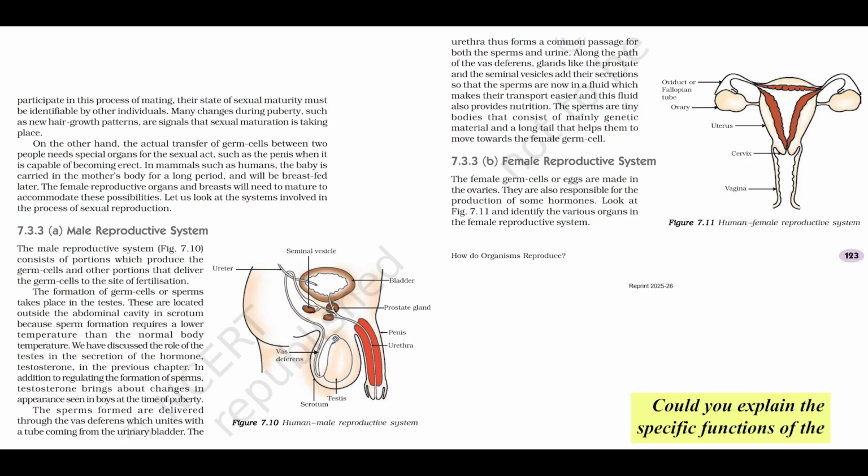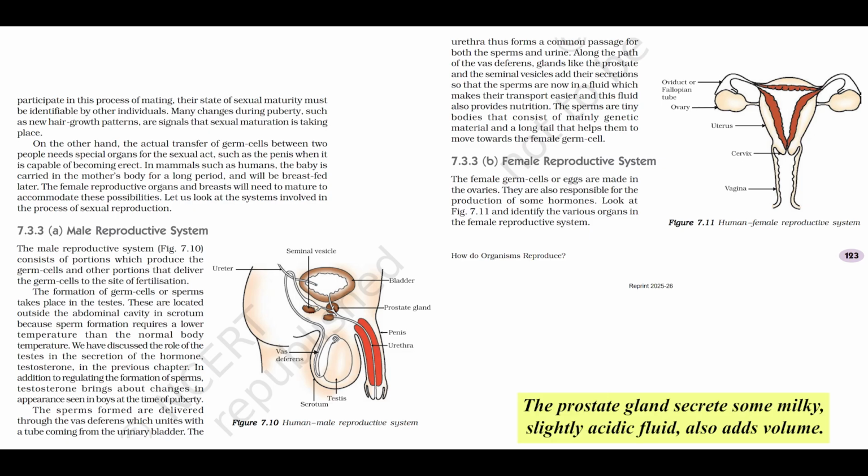Could you explain the specific functions of the seminal vesicles and the prostate gland again? I sometimes mix them up. Absolutely. Common exam point requiring precision. Both are accessory glands, vital for semen. The seminal vesicles secrete a fluid rich in fructose. Fructose is the primary energy source, nourishment for sperms, fueling their journey.